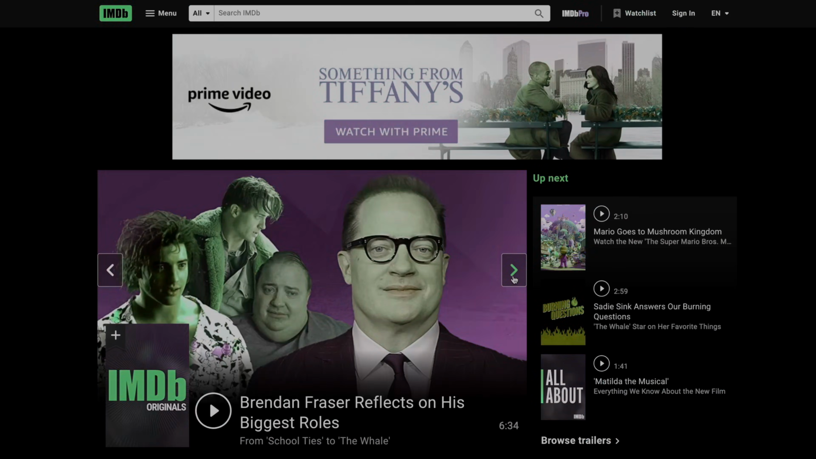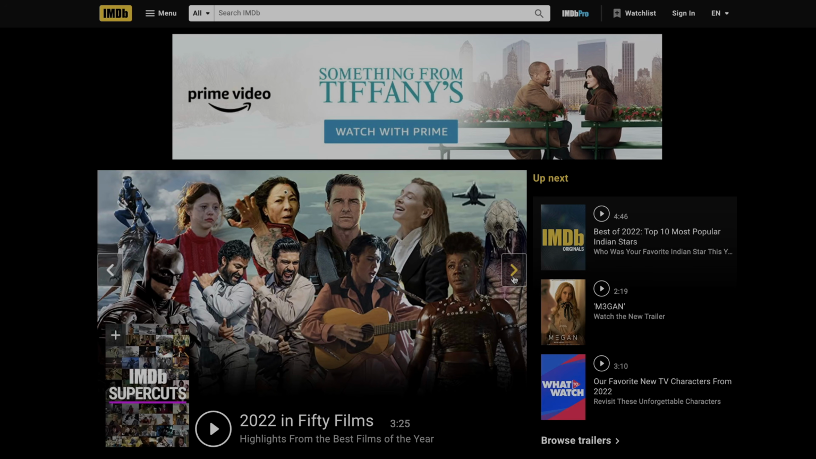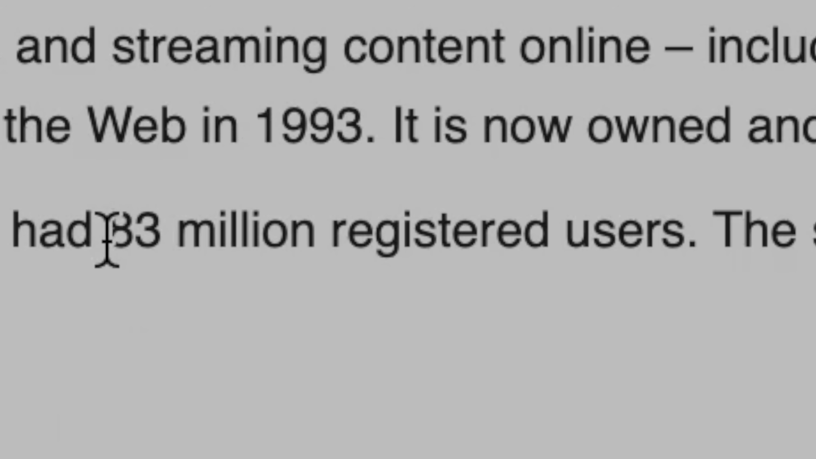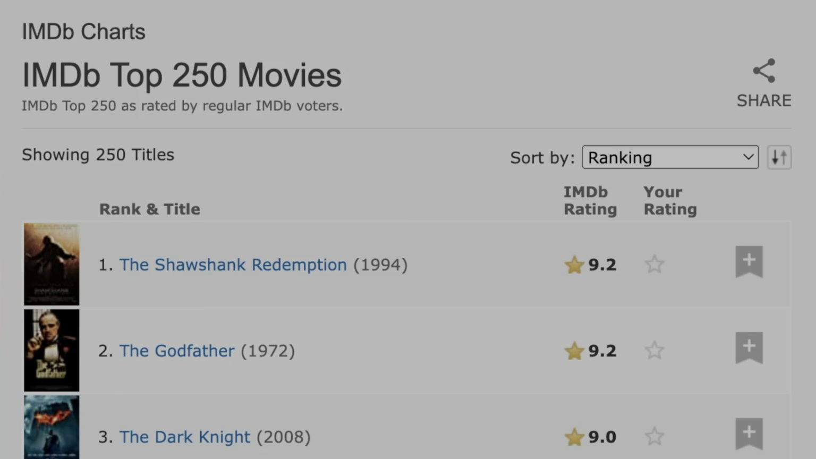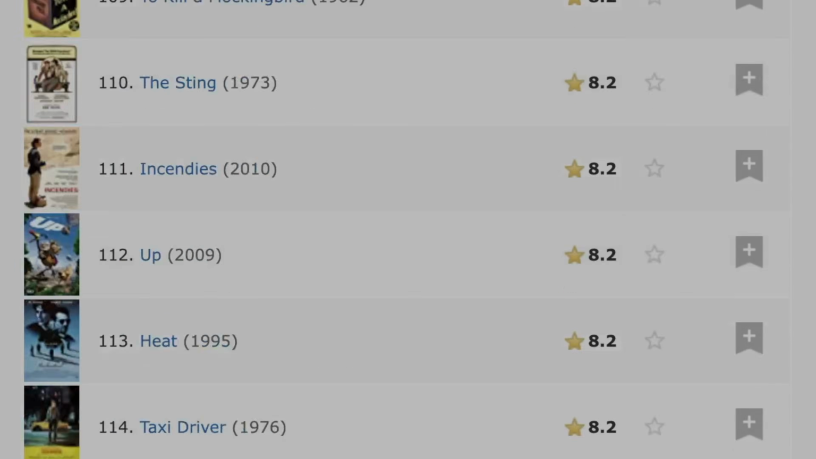Can we trust that? This is the Internet Movie Database. Most of us know it as IMDb for short. As of earlier this year, this database contains about 10 million titles and 83 million registered users. IMDb publishes its top 250 ranking of movies based on the ratings of registered voters. But they have to do something clever to maintain the integrity of this list.